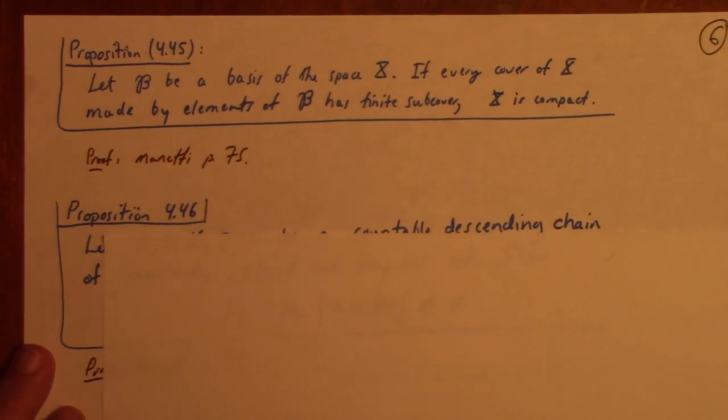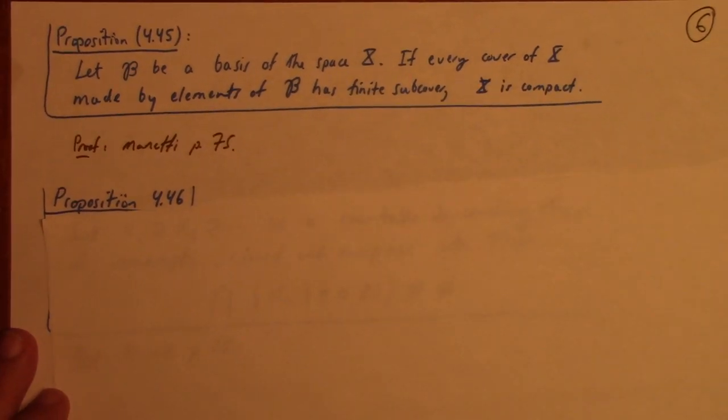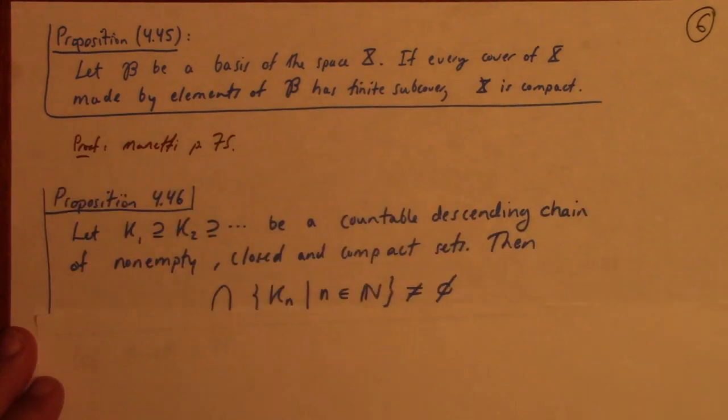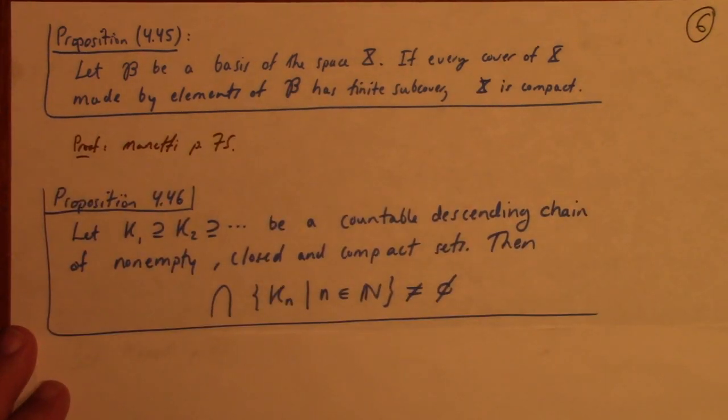But we may have occasion to use these theorems, so we should try to keep them in mind, all right? Let B be a basis for a space X. If every cover of X made by elements of B has a finite subcover, then X is compact. And then finally, let K1 through K2 through and so on be a countable descending chain of non-empty closed and compact sets. Then the intersection of all of them has to be non-empty. This, I think, ultimately gives us some fixed point theorems. But anyway, the proofs of these are in Minetti on page 75.